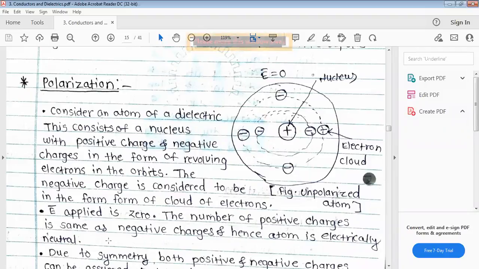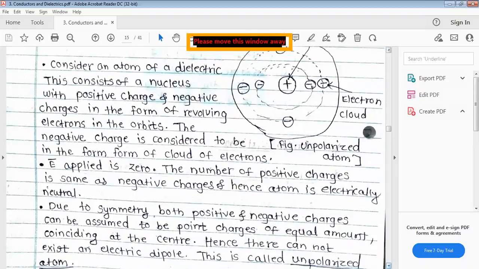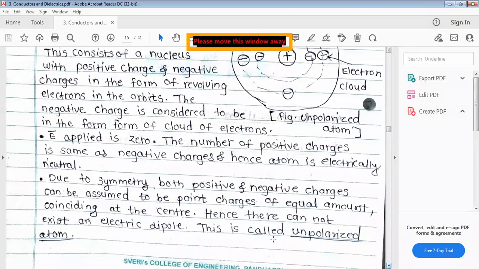That means the number of positive charges is the same as that of negative charges, right? Hence the atom is electrically neutral. Now, due to symmetry, both positive and negative charges can be assumed to be point charges of equal amount and coinciding at the center, and hence there cannot exist an electric dipole, and this is called an unpolarized atom.